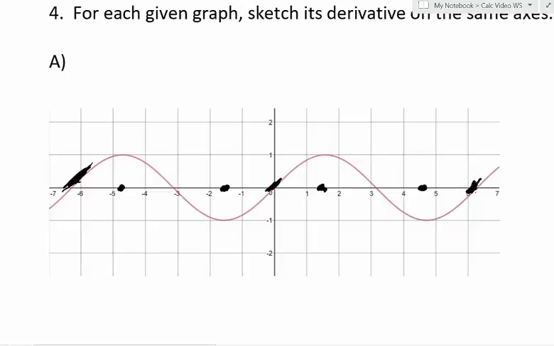So if the parent graph has a slope of 1, the derivative will have a y value of 1 at that same x value. So I'm going to plot a y value of 1 here, here, and here. And again, I'm going to erase my previous markings because it just gets too convoluted.